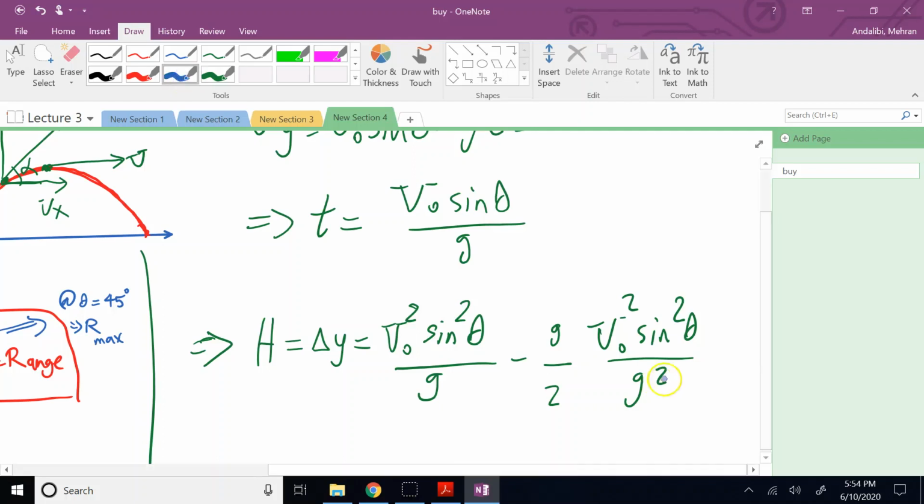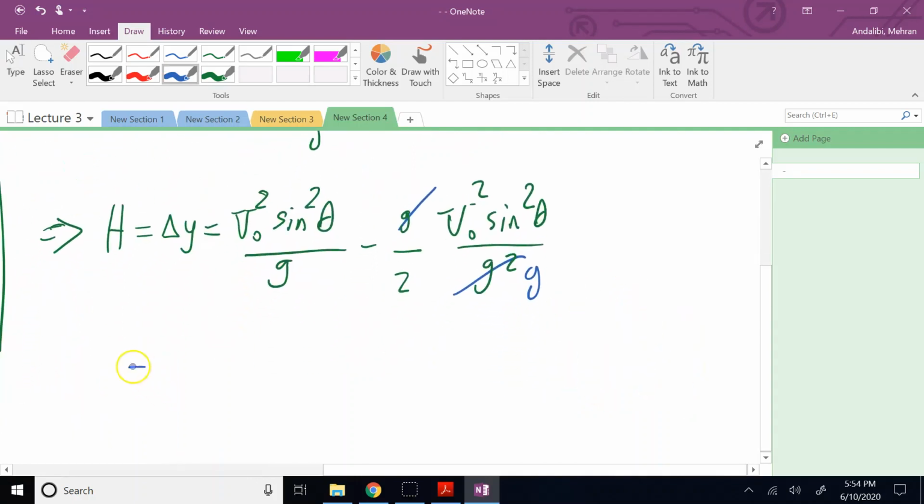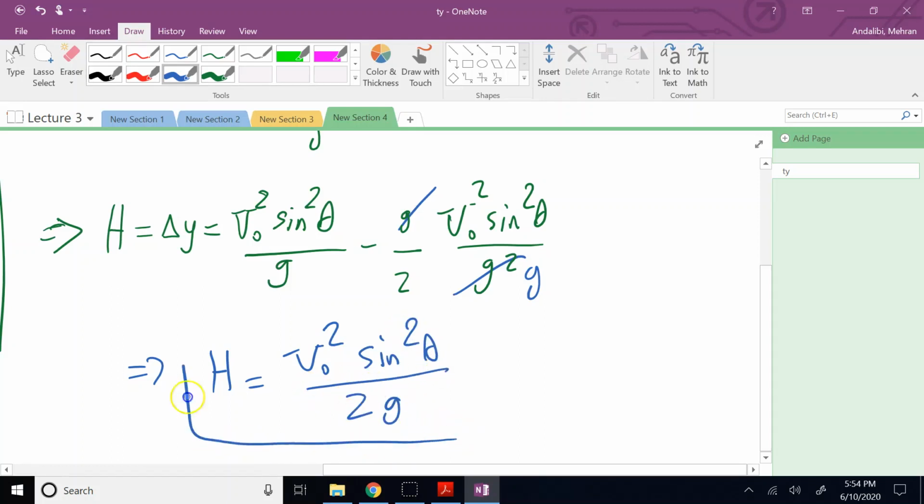Okay, and now this g and this g would cancel. These two quantities are the same. It's just one of that, it's 1/2 of that. So what would you get? 1/2. So h is going to be v naught squared sine squared theta over 2 times g. This is the max height that you would get. Okay? So this is the max height h.